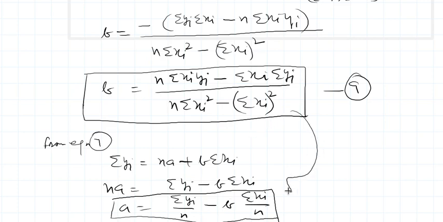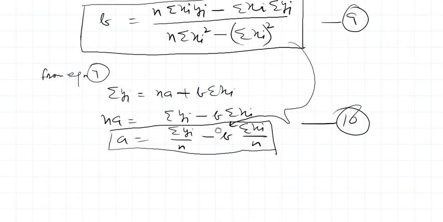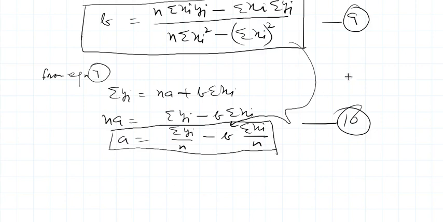So from here I can use the value of b from here, and then using 9 and 10 we can calculate a and b, right? So this is the method of least square fitting. Once we know the values of a and b, we can do the calculation. So these are the two formulas which we have to remember, right? So that's all for this first part.